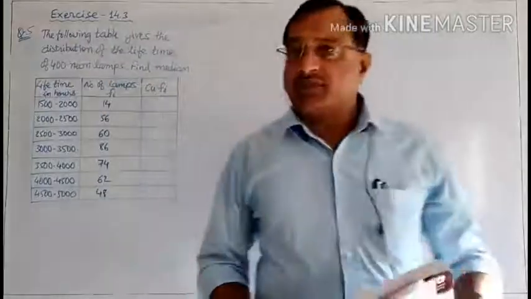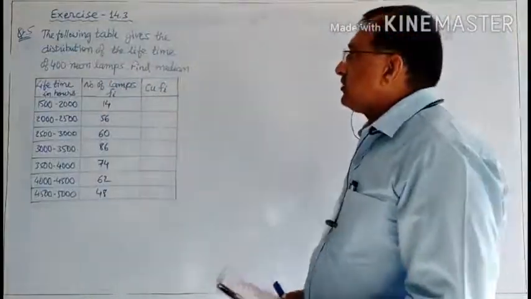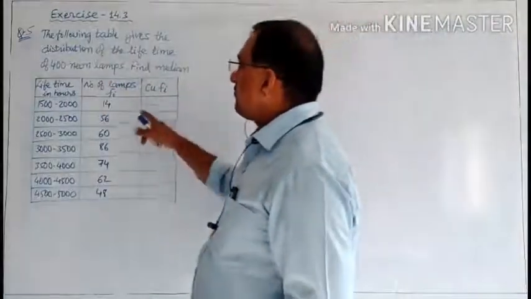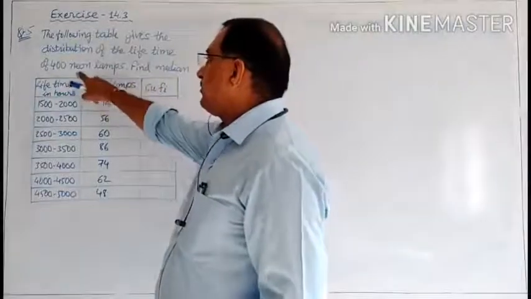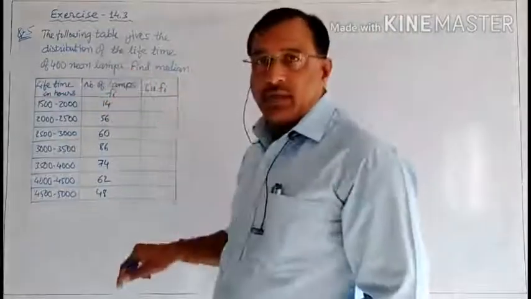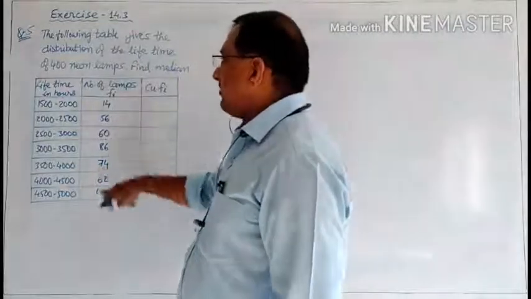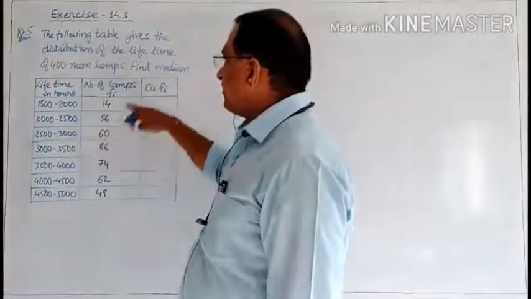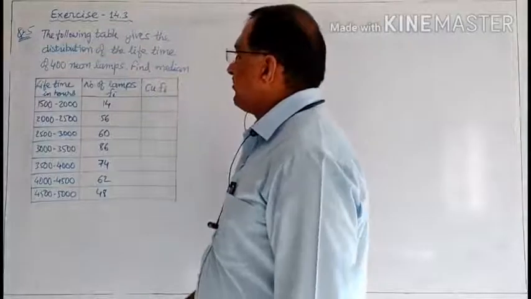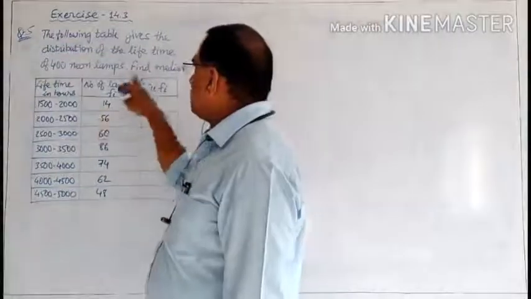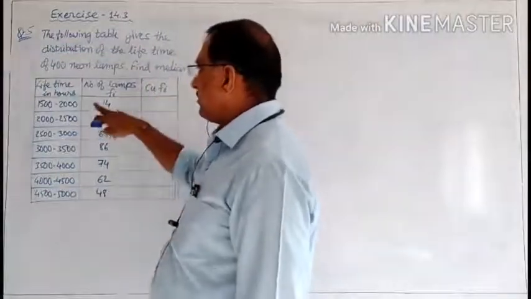In this exercise, question number 5, the following table gives the distribution of lifetime of 400 neon lamps. The distribution of their lifetime in hours is given. Then find the mean lifetime of these lamps and the median lifetime of these lamps.